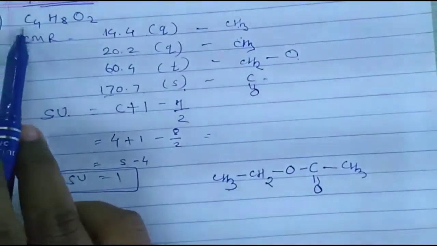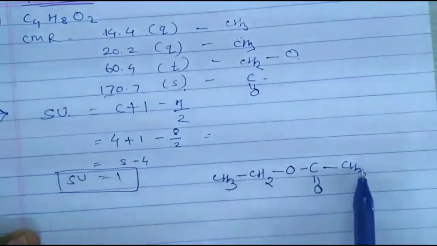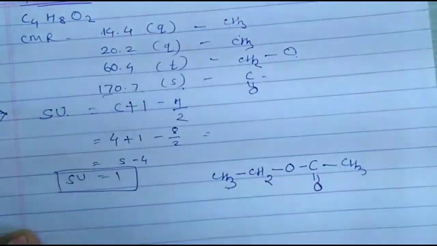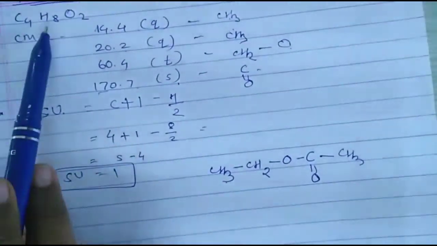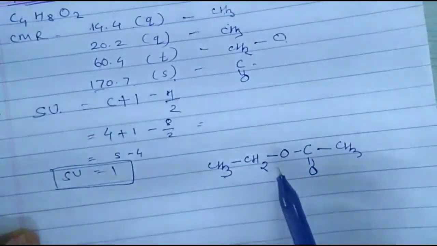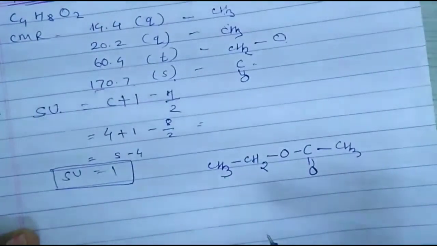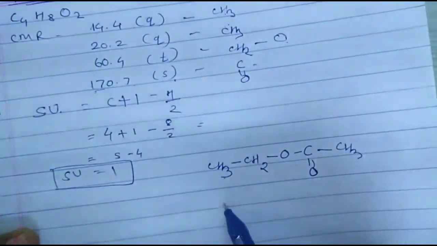Here there are 4 carbons, yes, 1 2 3 4, we completed the 4 carbons. How many oxygens are there? 2. Here we complete the 2 oxygens. And how many hydrogens are there? 8. That means 3 into 5 6 7 8, 8 hydrogens are also complete. That means this is the structure.